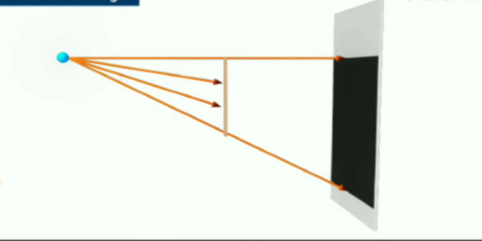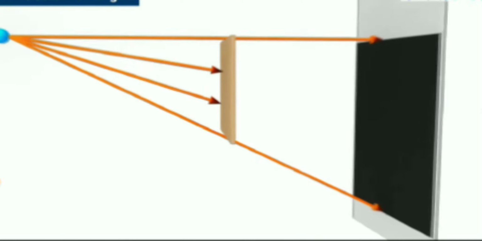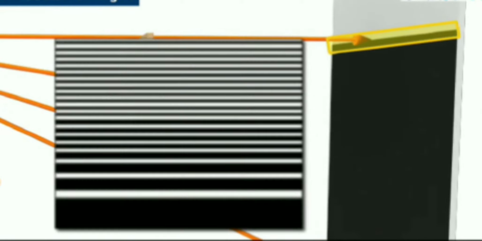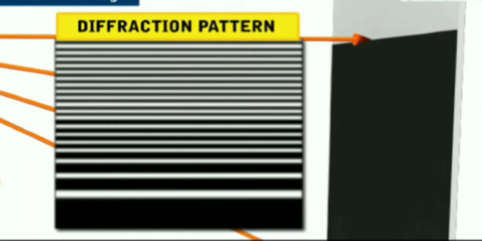But if we look at the shadow closely, we observe that no sharp boundary exists between the shadowed and the illuminated regions. The illuminated region above the shadow of the object contains alternate bright and dark fringes because of diffraction of light, and the pattern is called diffraction pattern.